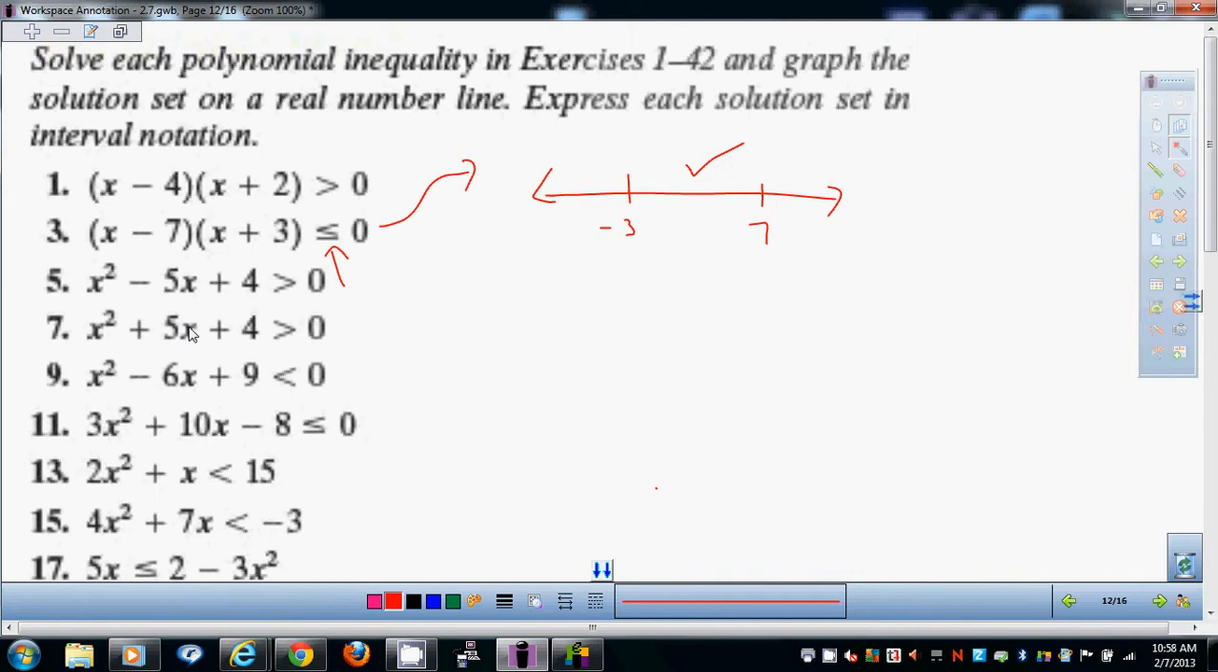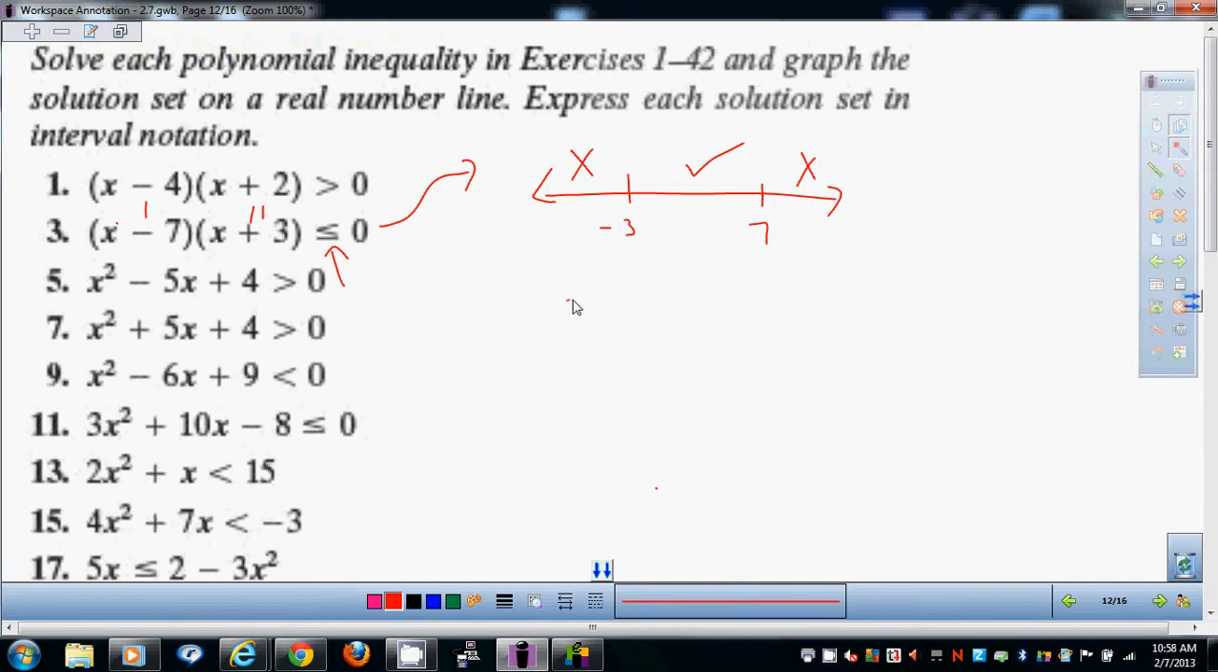What's the number less than negative 3 we can check? Negative 4. You plug in negative 4. Negative 4 minus 7 is negative 11. Negative 4 plus 3 is negative 1. What's negative 11 times negative 1? Is 11 less than 0? No. What's the number greater than 7? 8. If I plug 8 in, you get 1 and 11. What's 1 times 11? Is that less than 0? Very good. So our answer is from negative 3 to 7.